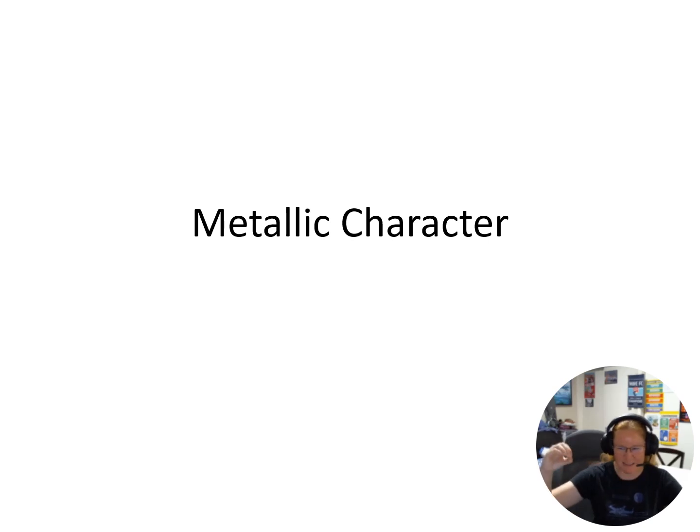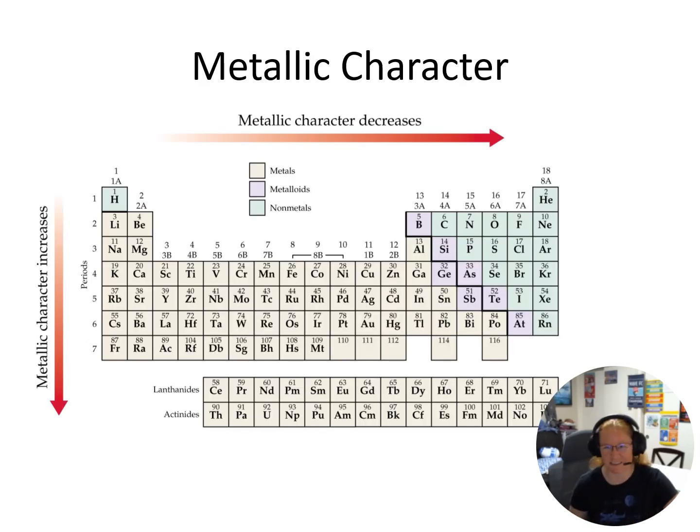As I go across the periodic table, my metallic character is going to decrease. And as I go down the periodic table, my metallic character is going to increase. All right, so that's what the trend looks like. Going across, we decrease metallic character. Going down, we increase.